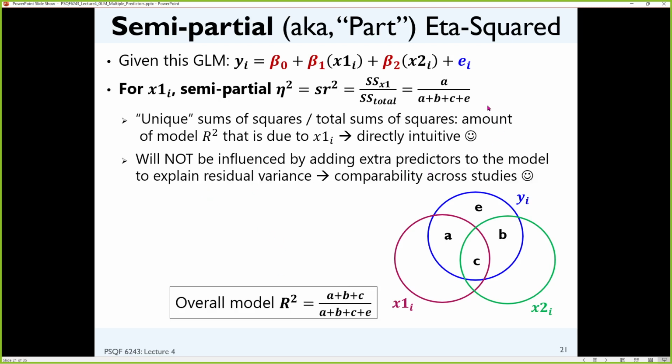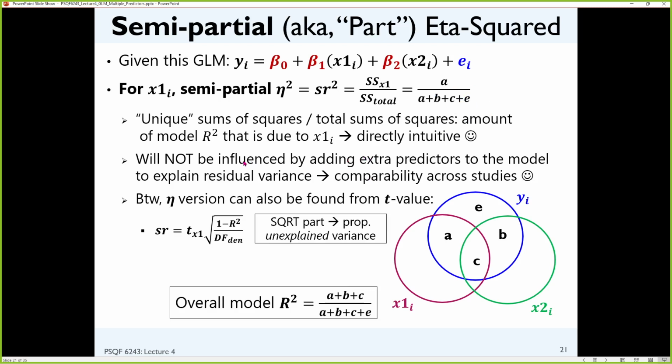Because it's out of total, there is no way to make this effect size look artificially good. You can add other predictors and that will improve the R square, but the part that A does is always going to be the same. It's always over total. You can use the t-test statistic to get this if you want. You can also ask for it directly, and I'll show you how to do that. But it takes the t-test statistic and basically corrects it for the amount of variance that is not explained by the model to put it back in.